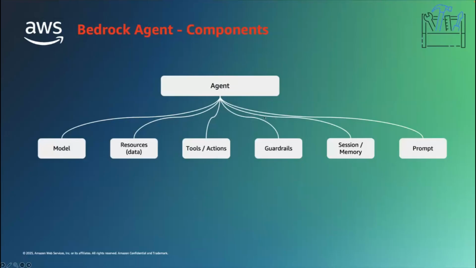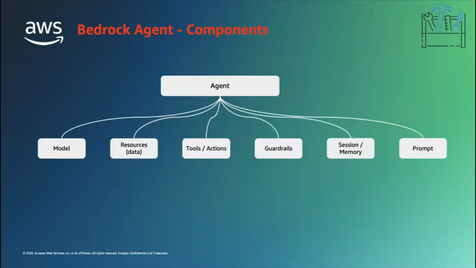Tools and actions are components of how the agent interacts with the external world. These are specific capabilities that the agent can use to perform tasks such as searching the web, performing calculations, or even connecting to external systems. Guardrails provide the safety mechanisms that ensure that the agents operate within their defined boundaries.